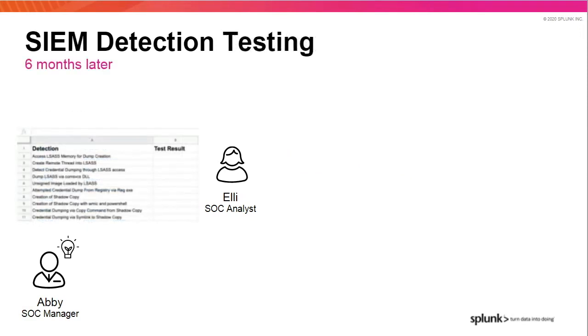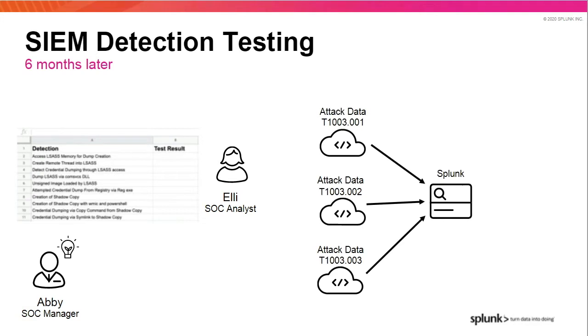Let's have a look at another example. It's 6 months later, and Abby wants to know if all the credential dumping detections are still working. Abby gives Ellie the task to test all the detections and ensure that they are still working. Ellie downloaded different attack datasets for credential dumping from the attack data project and indexed the datasets into Splunk. Now she has different credential dumping attacks in Splunk. Then she is able to execute all the detections and check if they are still working. Luckily, all the detections are still working, which makes Abby very happy.